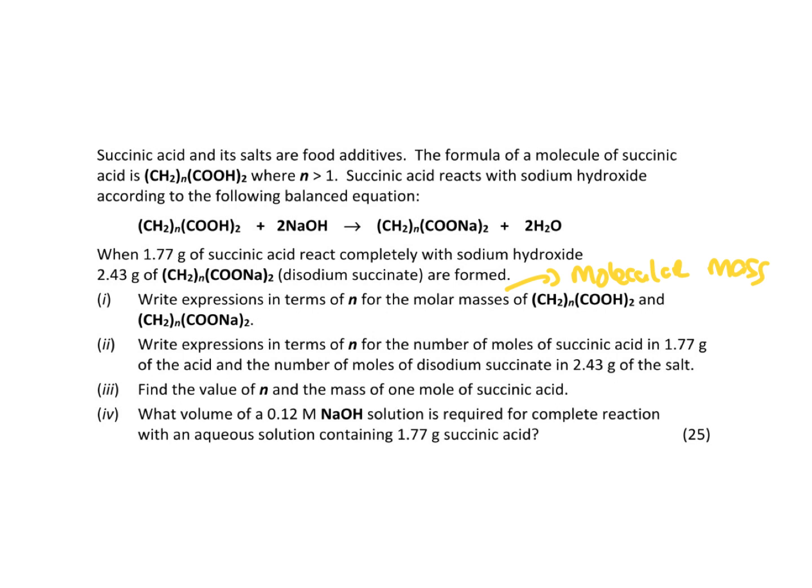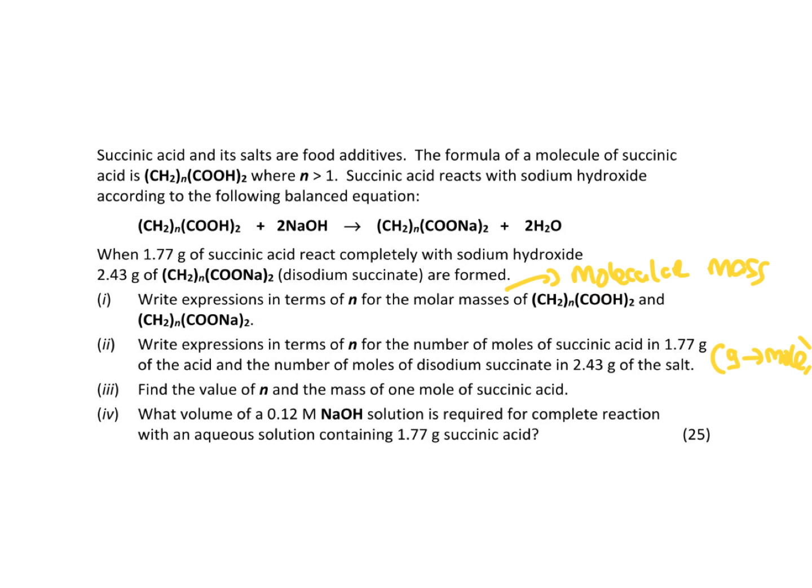Then in part 2, we're going to have to write expressions in terms of N for the number of moles of succinic acid in 1.77 grams of the acid and the number of moles of disodium succinate in 2.43 grams of the salt. So here, straight away in part 2, I can see that they're asking me to convert from grams to moles. So we will be well able to do that based off the content of this video so far.